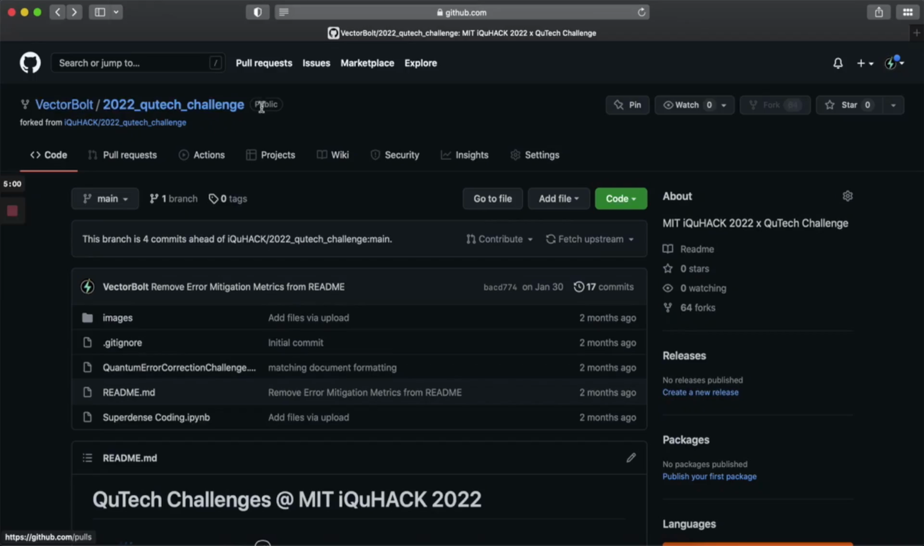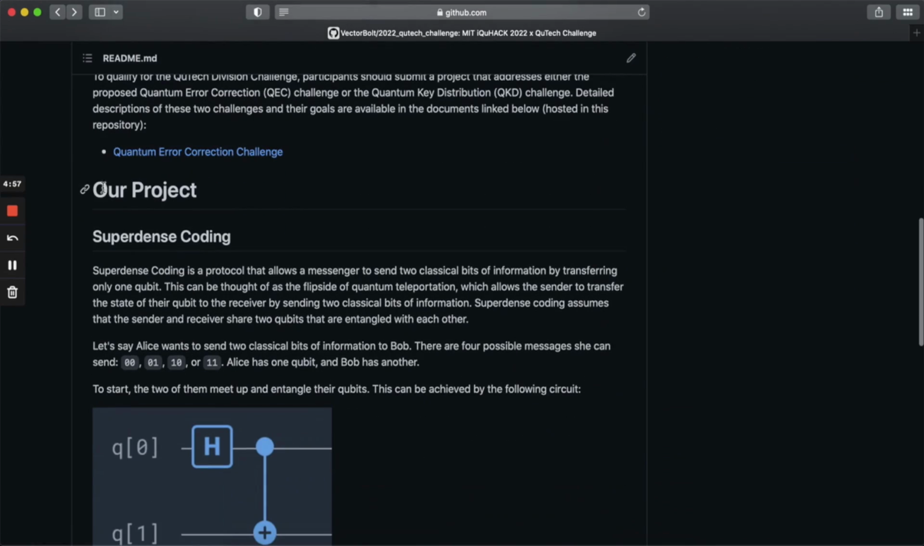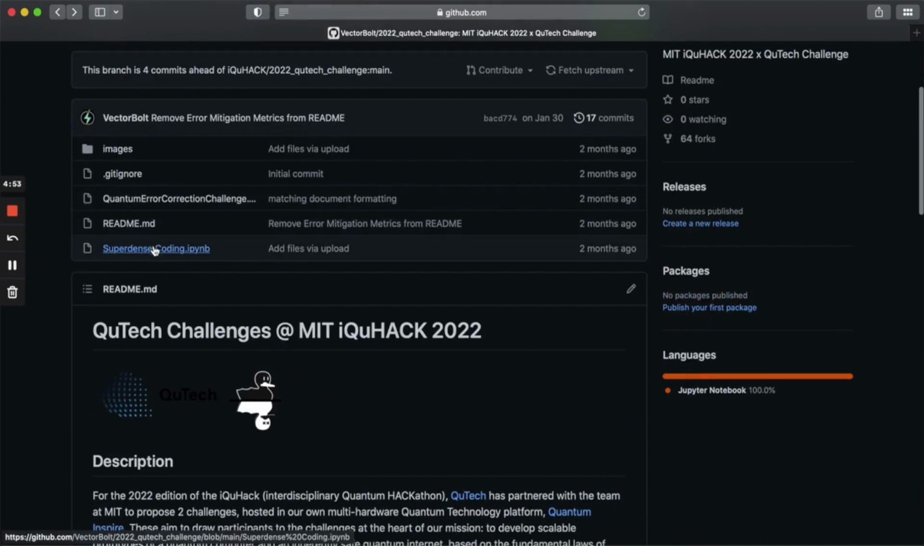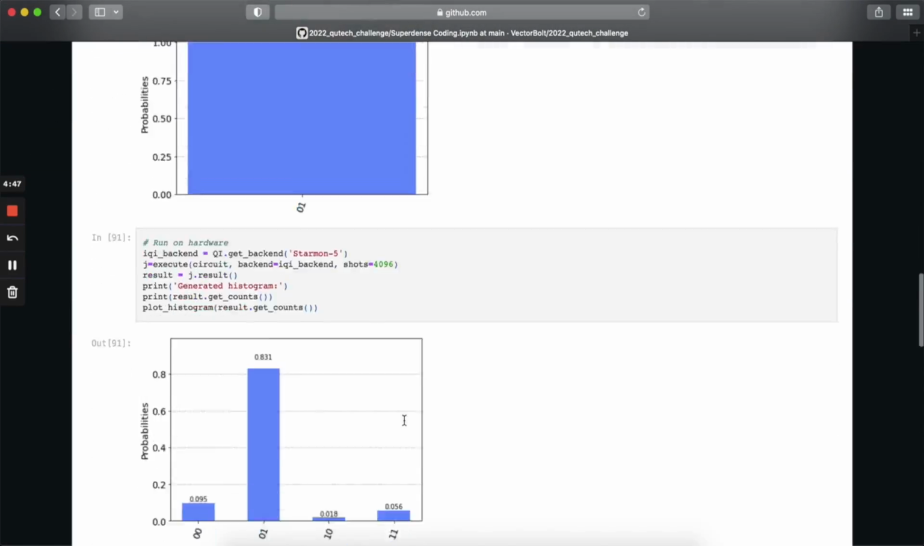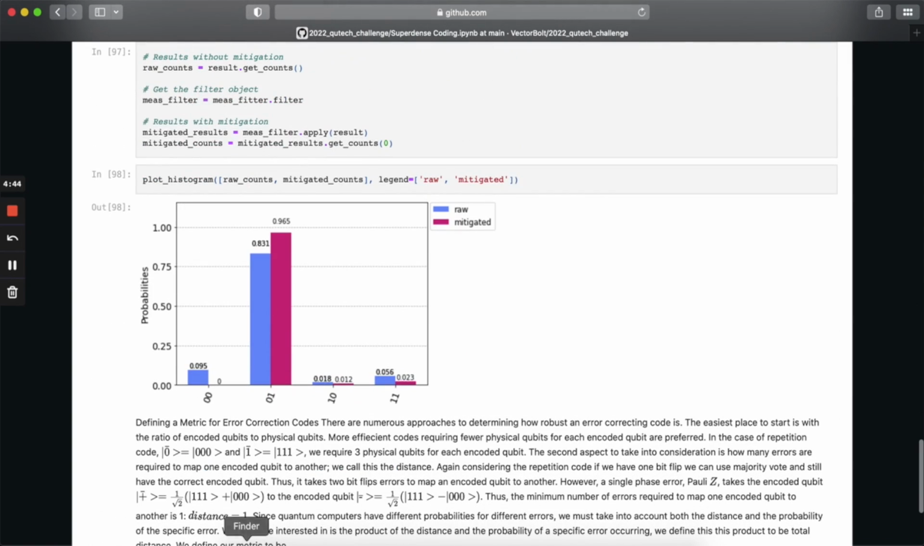It required 9 qubits. There is a way you can make it simpler by resetting the ancillary qubits halfway through the error correction scheme, but we couldn't really do that because QTech's platform doesn't support resetting qubits midway through the computation yet. So we ended up just applying a simple error mitigation technique on the superdense coding protocol, and there's a link to our GitHub of that project in the description below.